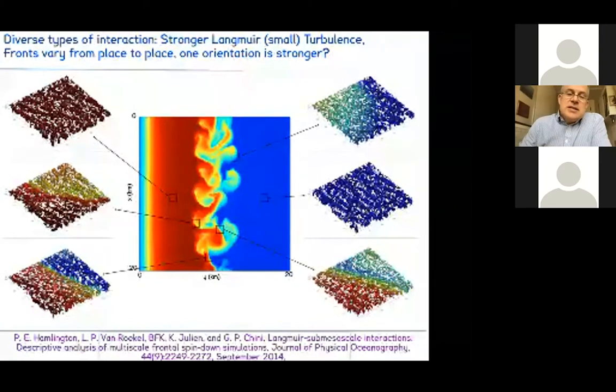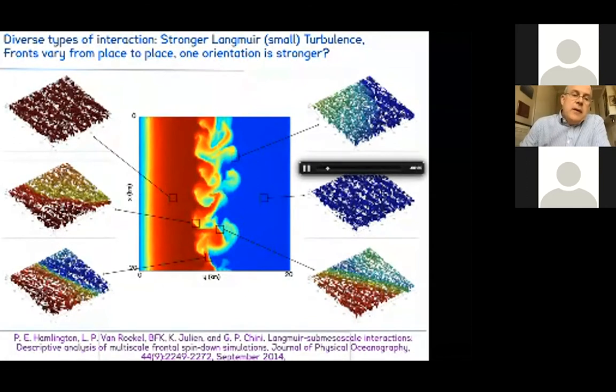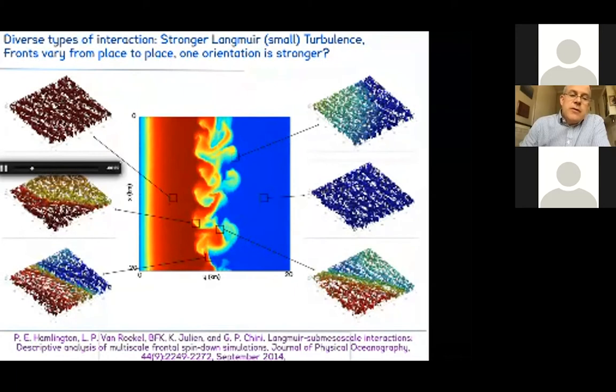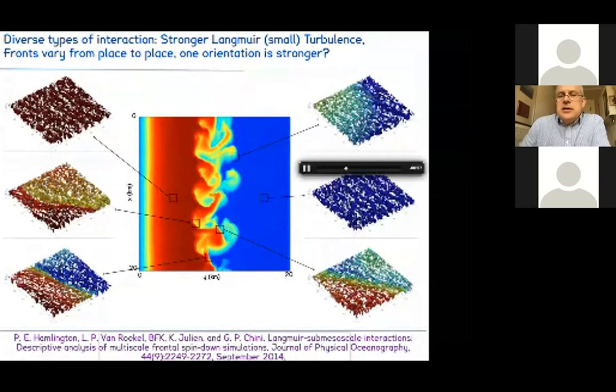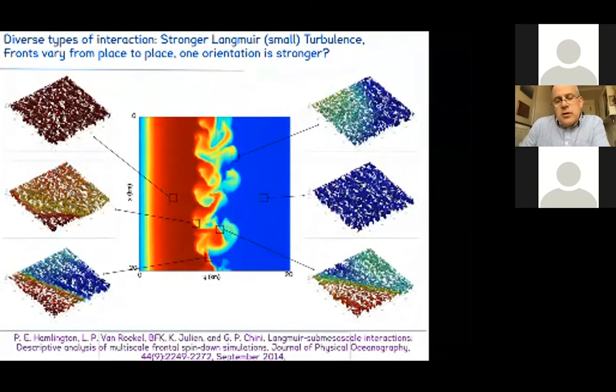So this simulation that we were talking about in the 20 by 20 kilometer domain has both Langmuir turbulence and also fronts. And the Langmuir turbulence and the fronts are interestingly interacting. And so if we zoom into different 1 by 1 kilometer boxes, we see an interesting diversity of different responses. The fronts are absent in some places, very strong in others. And there's a cold side, a warm side. How does that all work together?